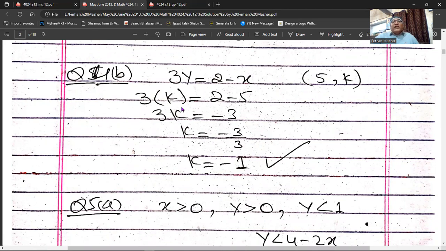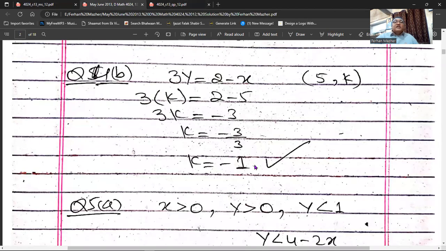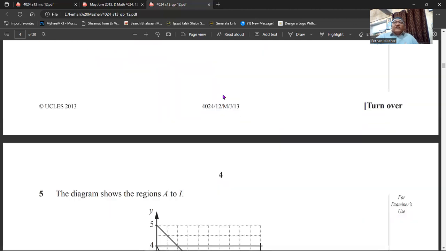So you will have 3k equals 2 minus 5. 3k will be equal to minus 3. k will be equal to minus 3 by 3. So k will be equal to minus 1. Right answer, k is equal to minus 1. Okay, so we are going to the next question.